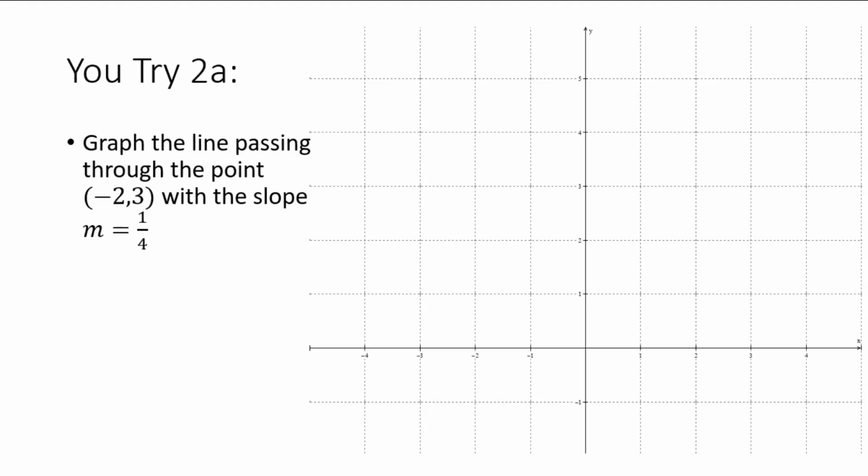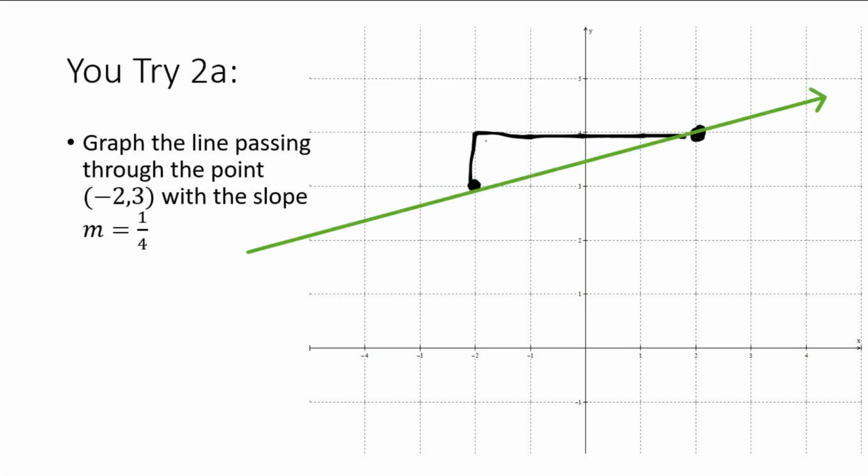Okay, why don't you go ahead and try 1 or 2 or 3. Okay, now that you've had a chance to try it on your own, let's do it together. So we want to start with the point negative 2 in our x direction, 3 in our y direction, which is right there. Then we want to go rise 1, run 4. 1, 2, 3, 4. Okay, then here we go. Let's draw our line. Oh, I missed. Let's try that again. There we go. So there's our line.